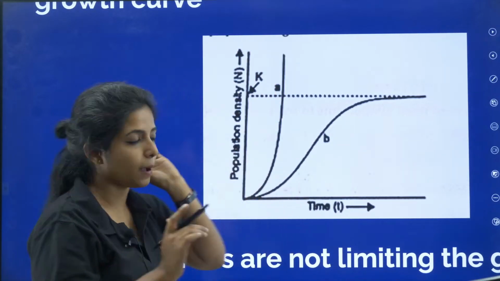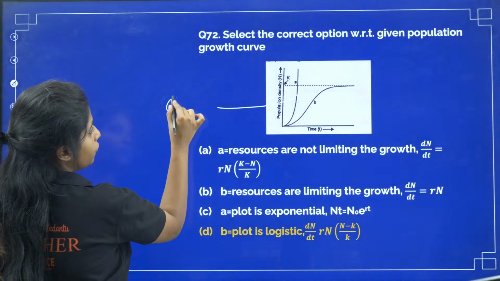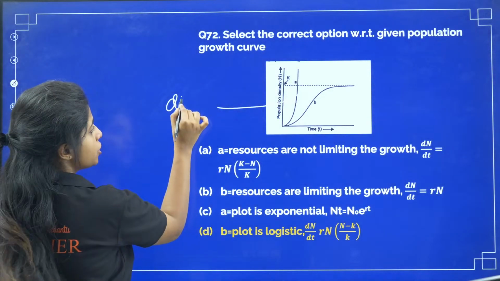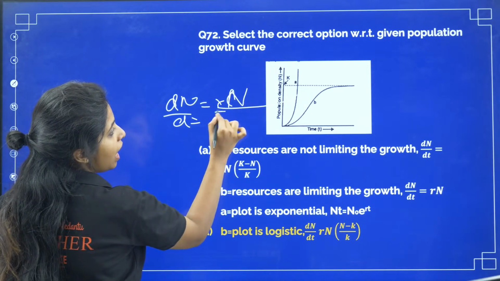And remember the formula. So, dN by dt. My dear children, for exponential, it is dN by dt equals rN. What do you mean by r, my dear children?